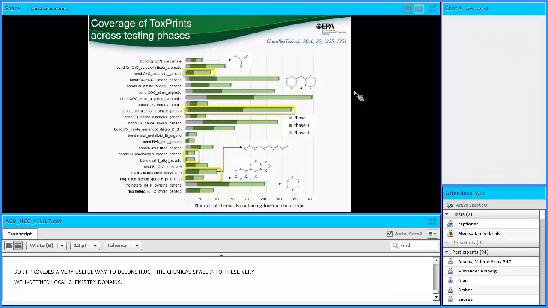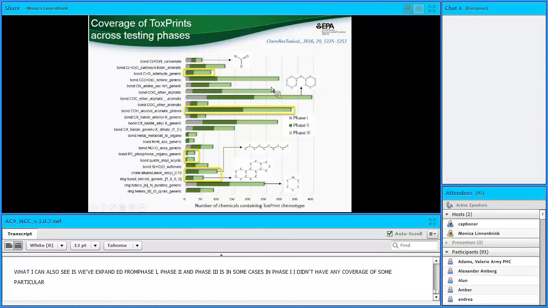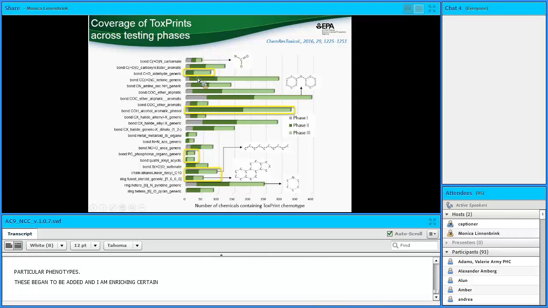What I can also see as we've expanded from phase 1, phase 2, and phase 3 is that in some cases in phase 1 I didn't have any coverage of some particular chemotypes. These began to be added, and I'm enriching certain chemotype spaces as I moved from phase 2 to phase 3. This is another way to inform the expansion and to begin to build local chemistry coverage.